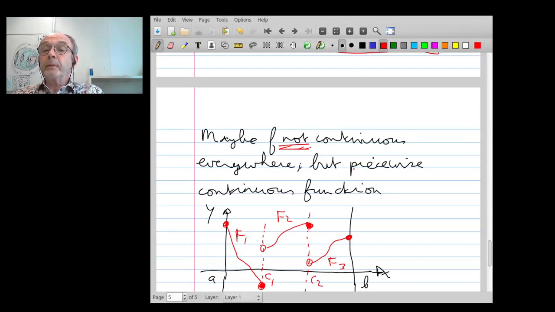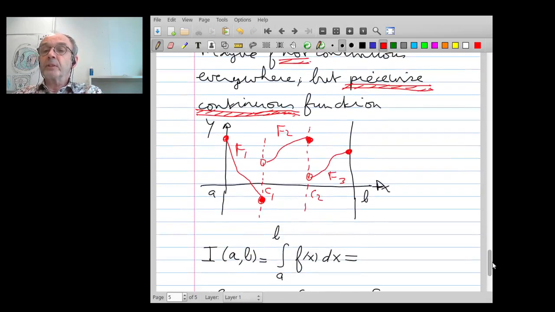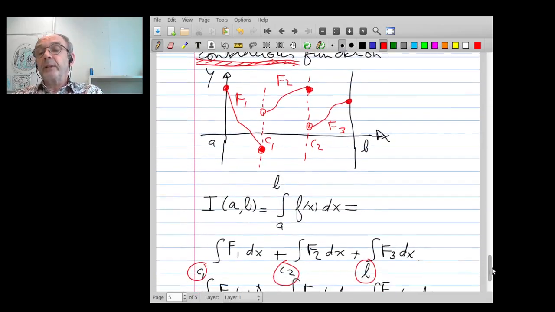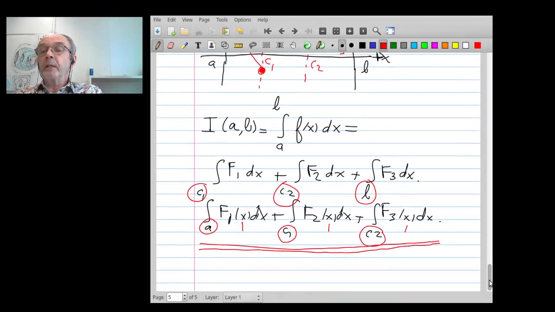So new in this case is piecewise continuous. On certain parts of your interval AB, there are continuous functions defined, and this is your f that you want to integrate, and then you can integrate those pieces separately of each other.